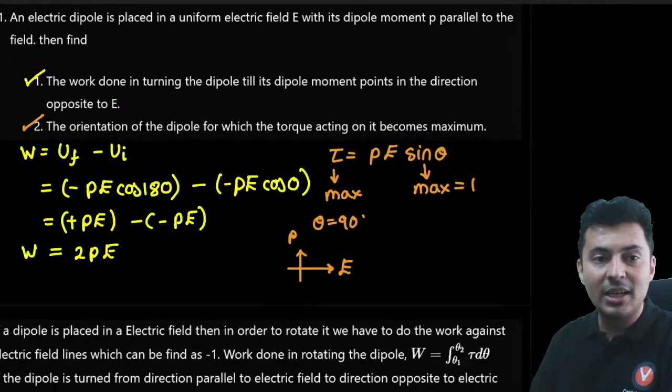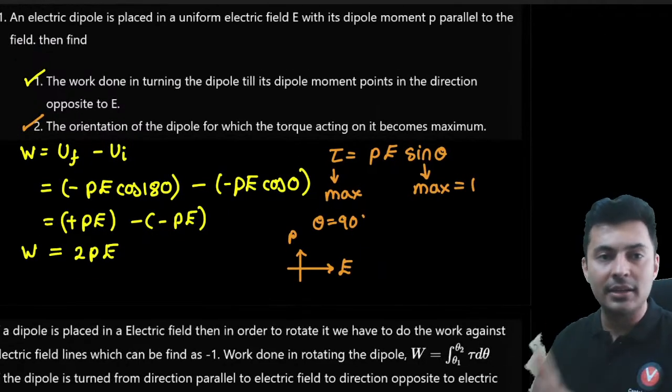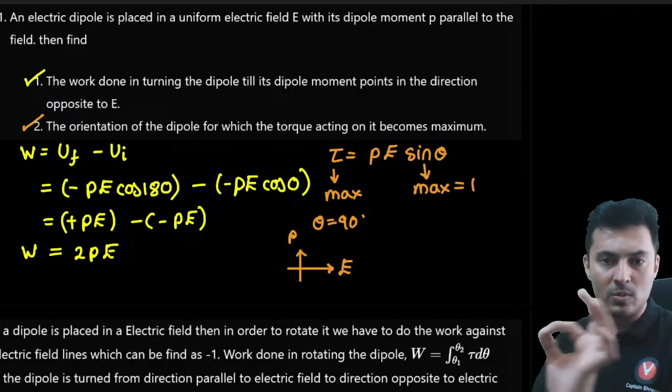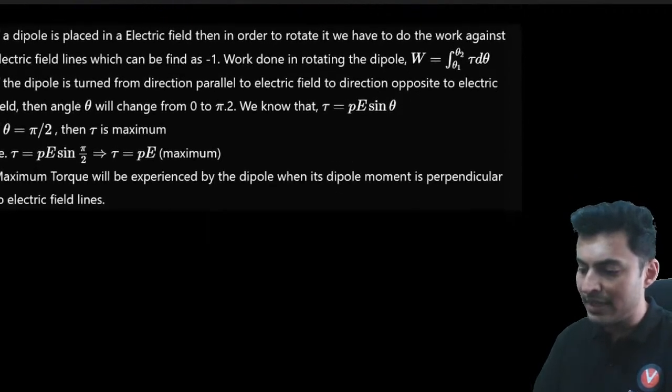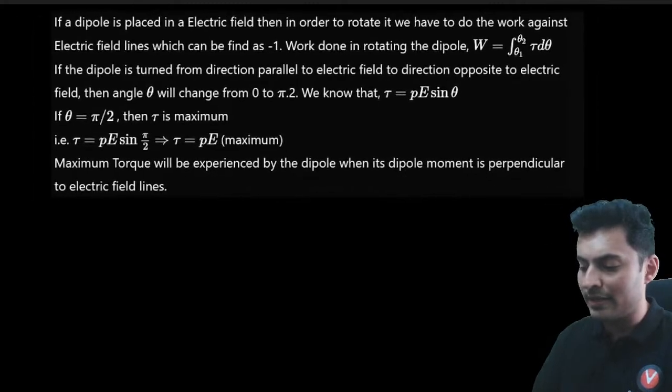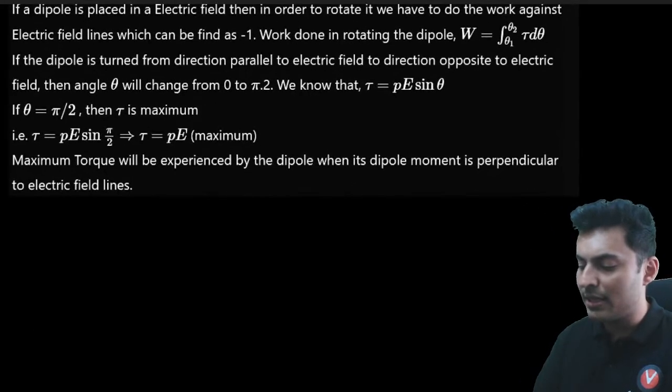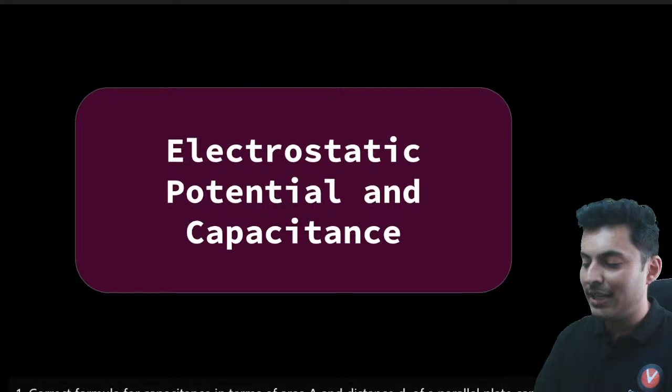Very good. So write it down properly. Just don't write 90 degrees and leave it off. Write it down in steps. Otherwise you will be getting the wrong answer. So that is the answer to this. Shall we go to the next chapter?